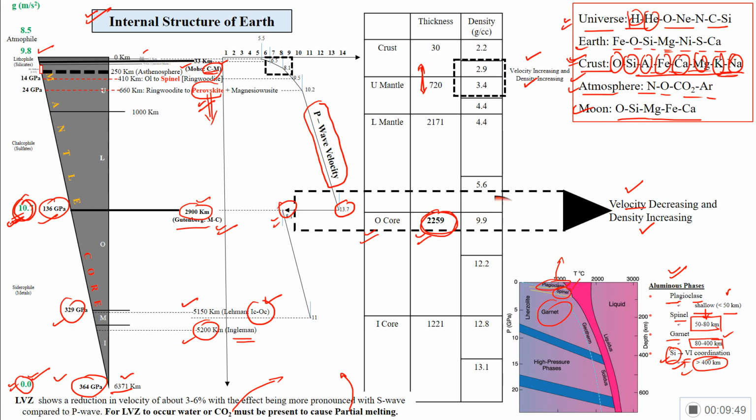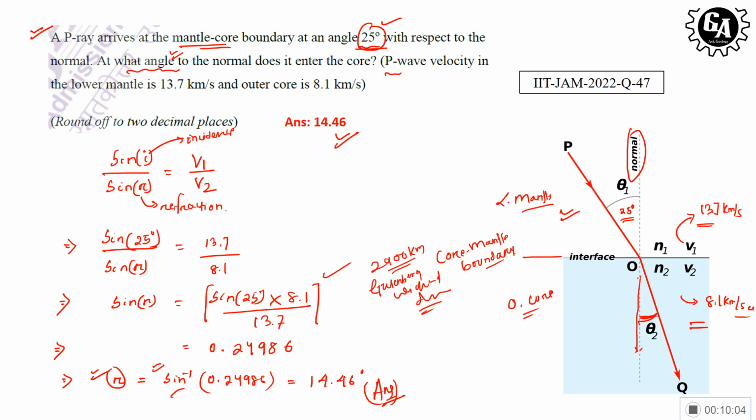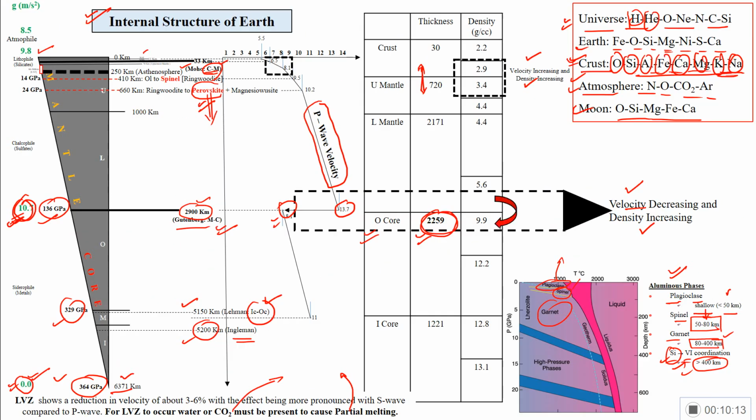If the rock is very hard, then there will be no decrease in the velocity of your waves. If there is partial melting or a state change, then we expect a decrease in velocity. So in this question our answer is around 14.46. This is more or less a general geology question. This is a geophysical question, but I have included this general geology part. This is very much important.